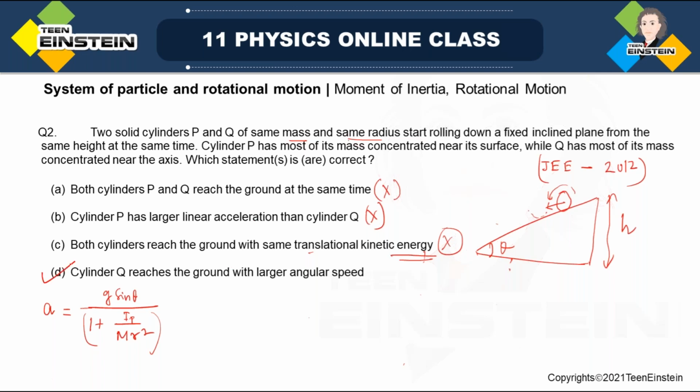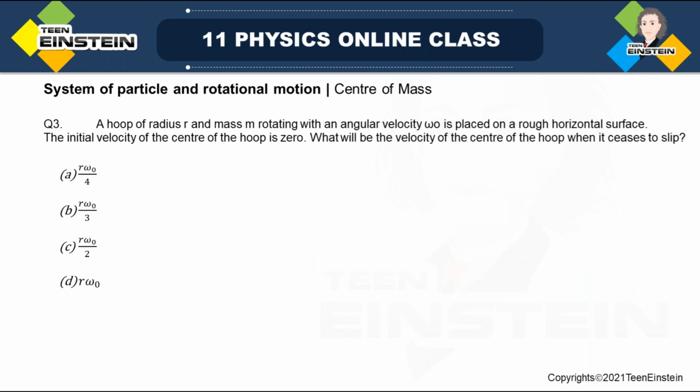So this is the correct answer. You have to find out. Yes, this you can find out because BP is less than VQ, then omega P also will be less than omega Q. Okay, omega is angular speed. Now we'll move on to the next problem.